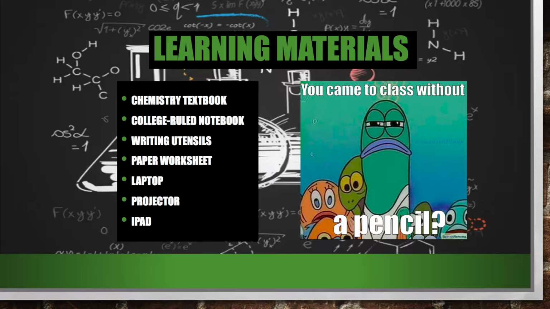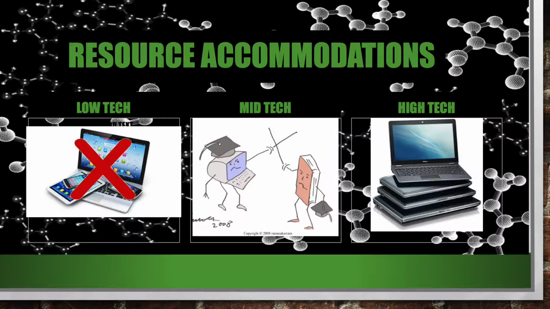Students and the teacher will use a chemistry textbook, a college-ruled notebook, writing utensils such as a pen, pencil, and highlighter, a paper worksheet, a laptop, a projector, and an iPad. Low-tech accommodations include a chemistry textbook and paper-based resources such as printouts.